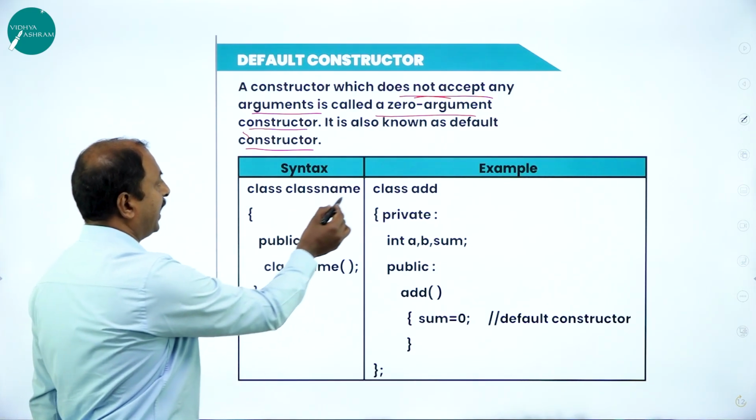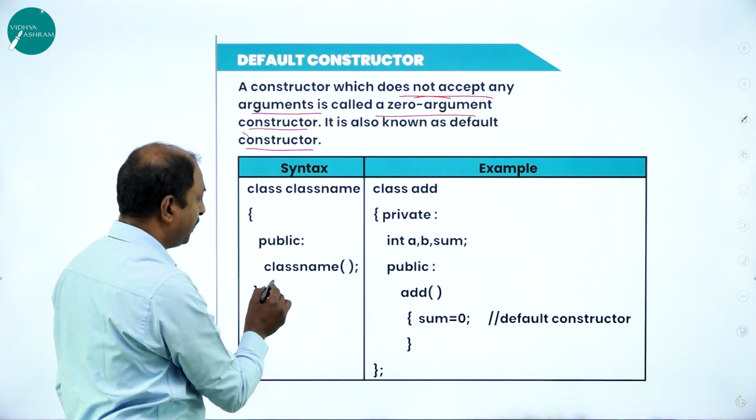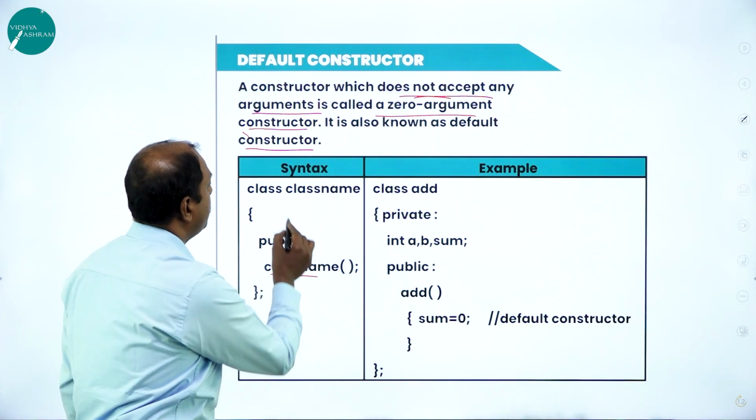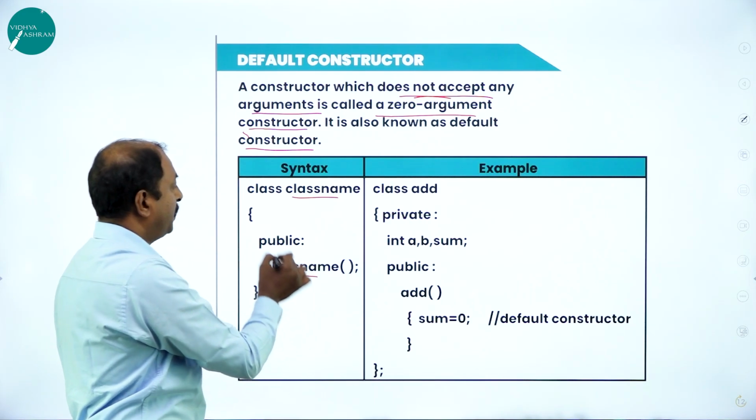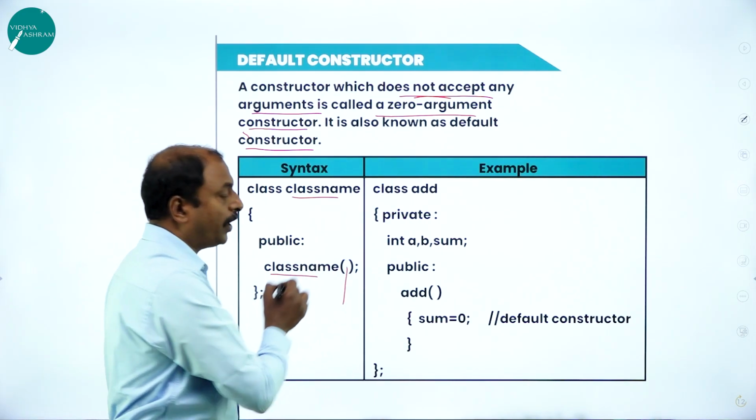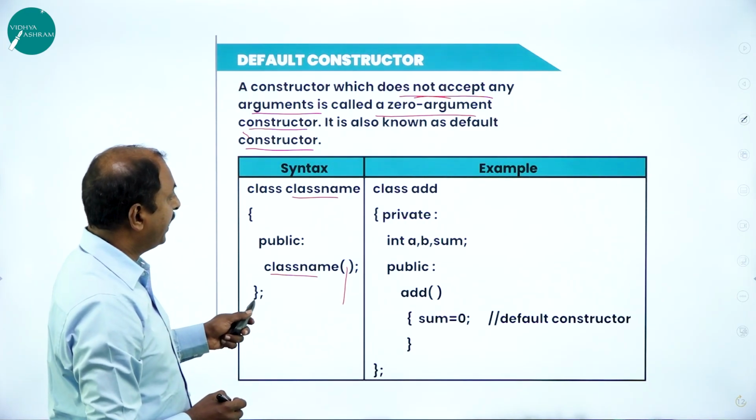Syntax: class, class name, open the bracket, public, and under public we write the class name followed by parentheses. This is the class name and the same class name, so it is a constructor, and inside the parentheses there is no argument. It is called a default constructor, and we close the class here.